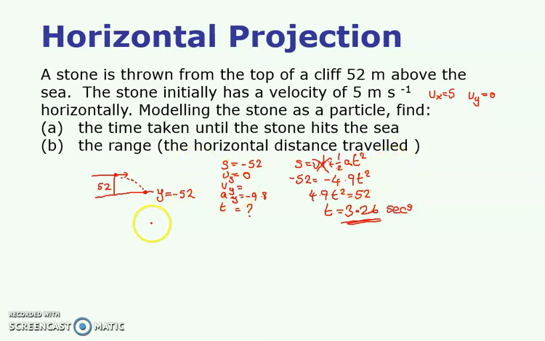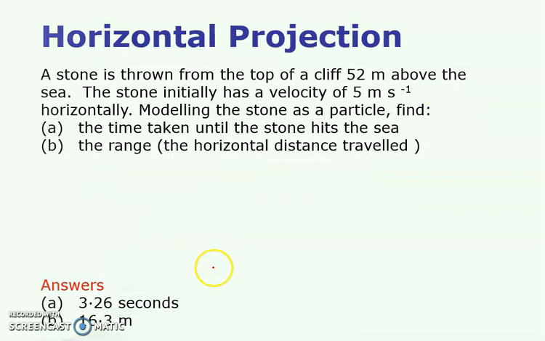Find the range. Well, the great thing about the range is, as we've seen before, x equals ut plus half at squared. But because the acceleration in the x direction is always 0, this term disappears. x is then just u times t. Now u, this time, is in the x direction. That's 5. And I can use that 3.26 from the last calculation. So I times that by 5, and I get 16.3 meters. That's the range. So that was my first question.